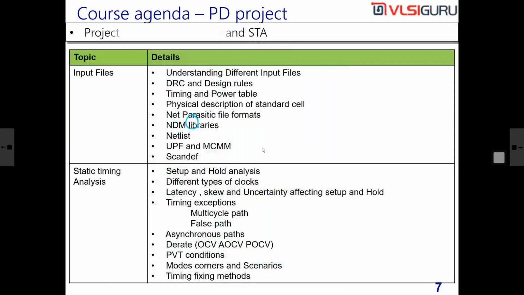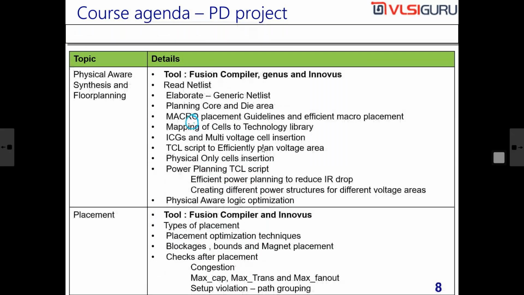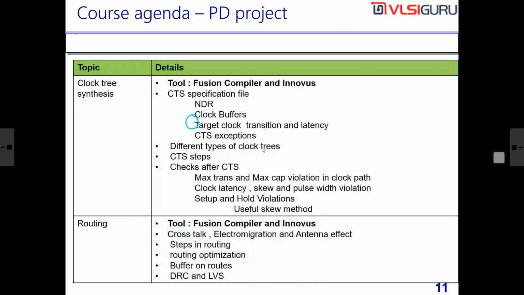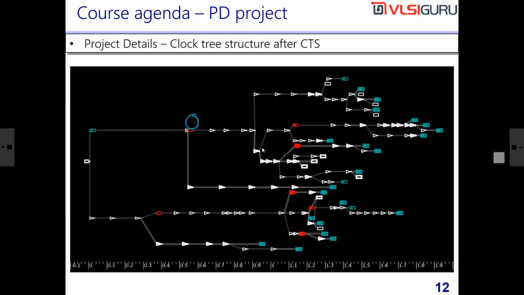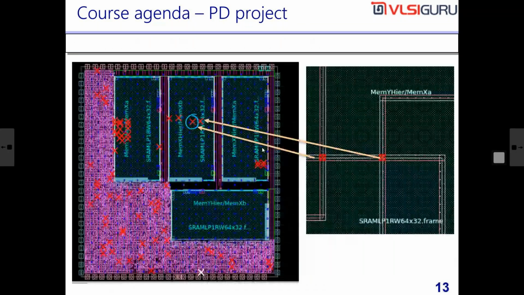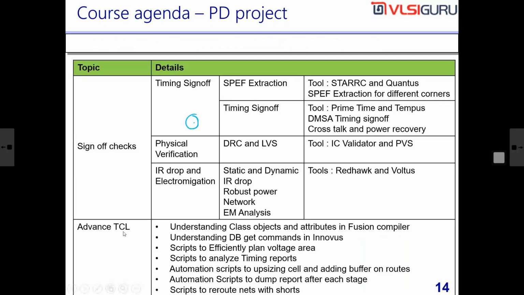Input files, STA, synthesis, placement. So we will cover CTS, routing, sign off checks, and advanced Tcl. I'm not talking about basic Tcl. Basic Tcl is covered in what? Basics. Advanced Tcl is done during what? During the advanced physical design. How to write the scripts for advanced automation. So some of the examples I have shown. So this much is our course content.